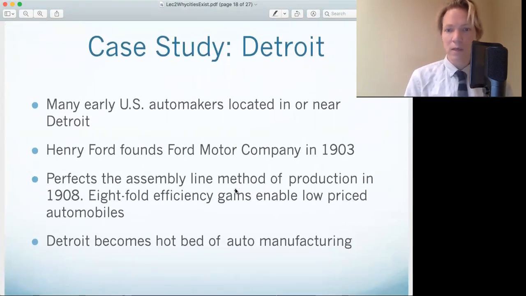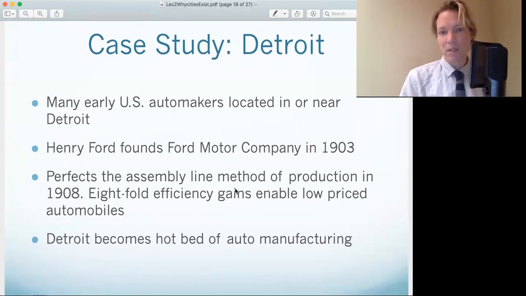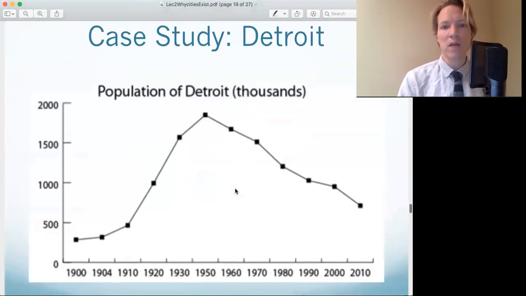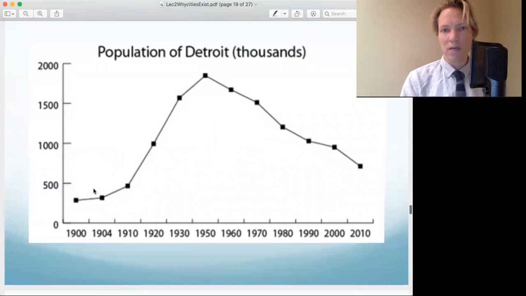So this is the story of Detroit. We get the assembly line method of production, which is 8 times more efficient than what came before. And then it really becomes the center of auto manufacturing. As it becomes the center, workers are attracted to Detroit. Detroit grows, reaches a peak around the mid-century, corresponding with the dominance of the American automobile manufacturing industry. And then that industry has been on a decline basically since the 50s, but really since the 70s is when it went into decline.